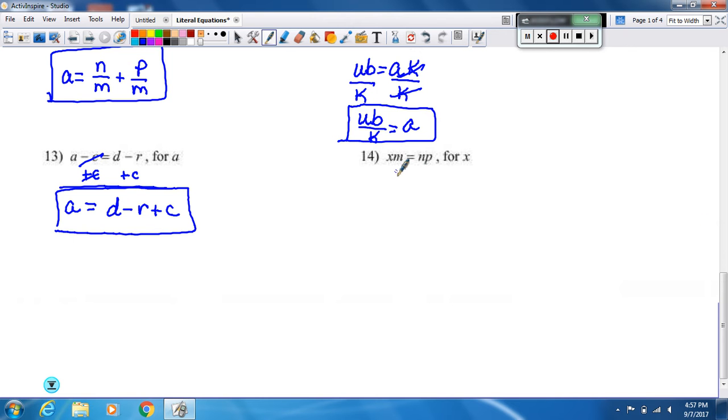Okay, this is x times m. The opposite of times is divide. I'm trying to get x by itself, so you divide by what's with it. Top cancels with bottom. X equals np over m.